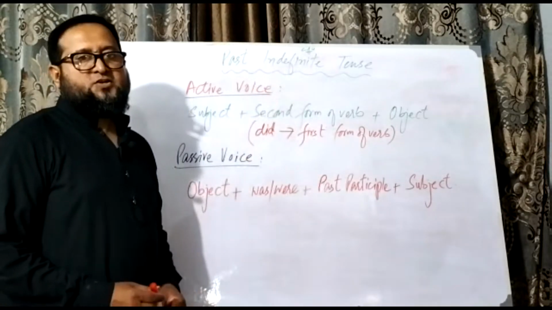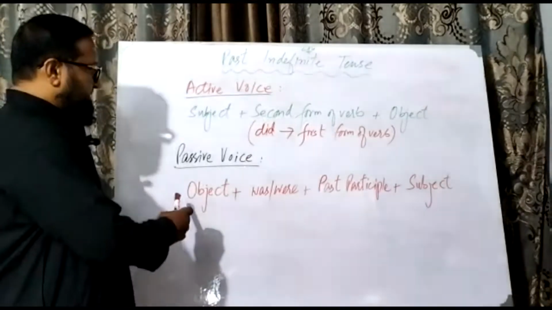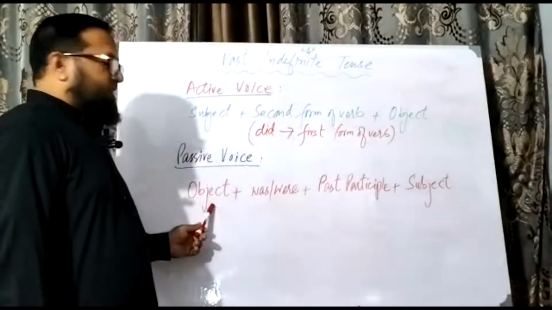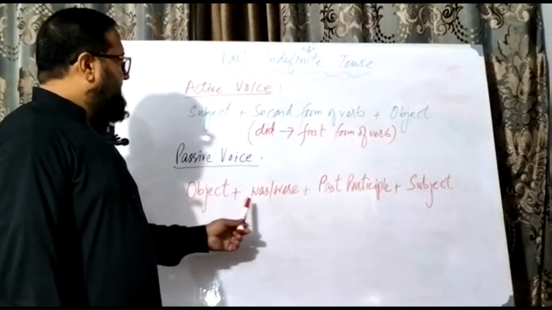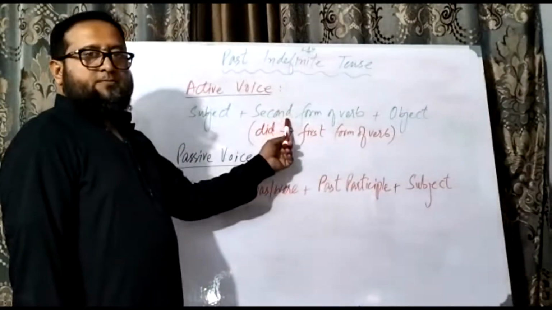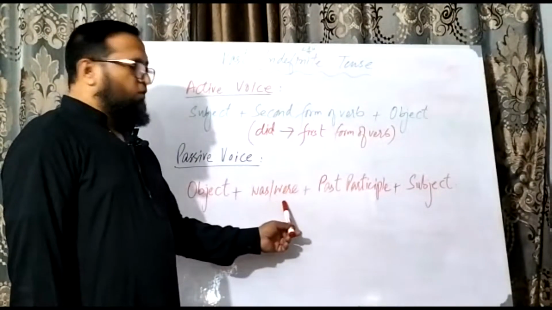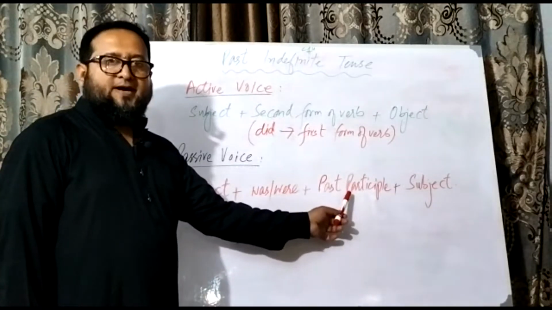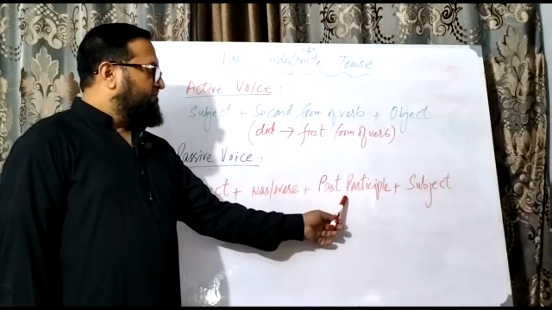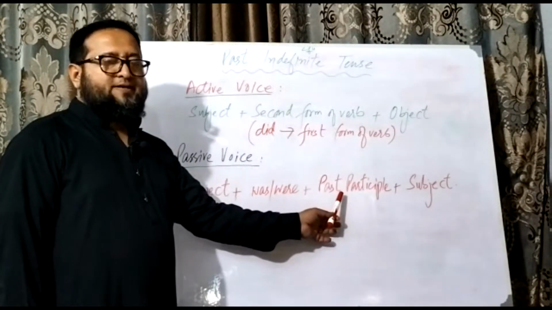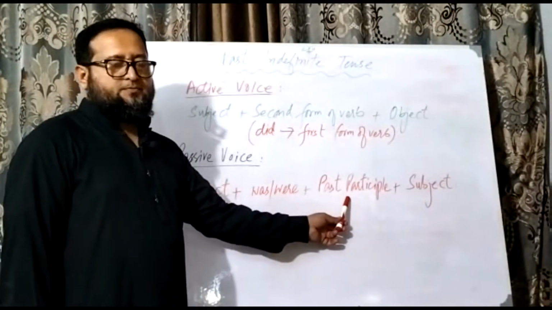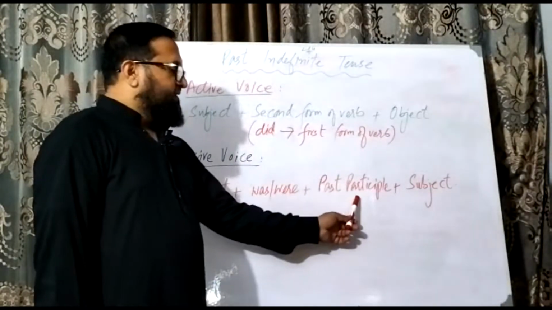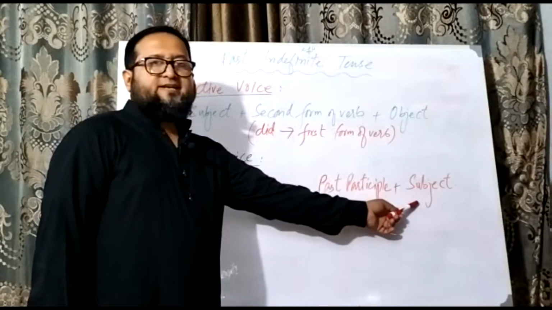Now let's come to the passive voice of past indefinite tense. The structure is like this: first of all you have to convert the object into the place of the subject. Alright? And then the change of verb. Here you have to add was and were. And again, the past participle will remain in every tense of passive voice. In all passive voices, there will be the third form of verb. In past indefinite tense, there will be was, were, and past participle. Again, the subject at the end.